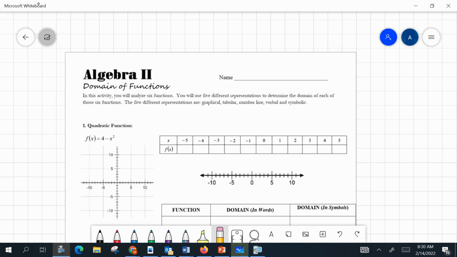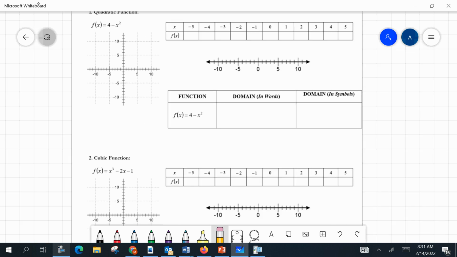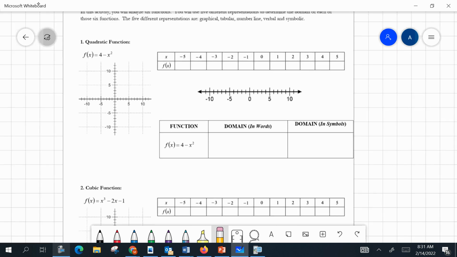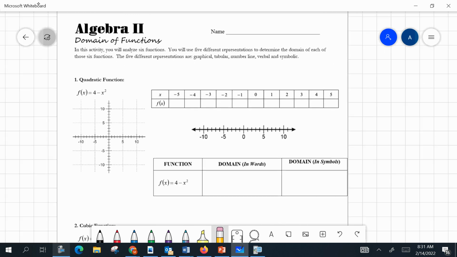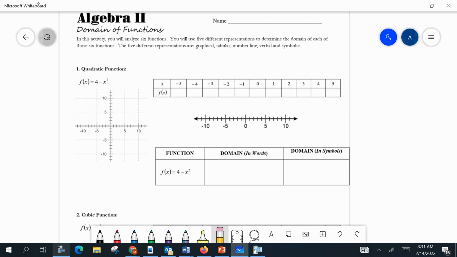Hi there. This is going to be a quick little video that's going to help with the activity that you missed in class. We're just going to run through number 1, and then we're going to go through number 3, and I'll help you out with the idea of this, and then you can go back and complete the remaining functions, okay? So we're going to start with a quadratic function, which should be familiar.